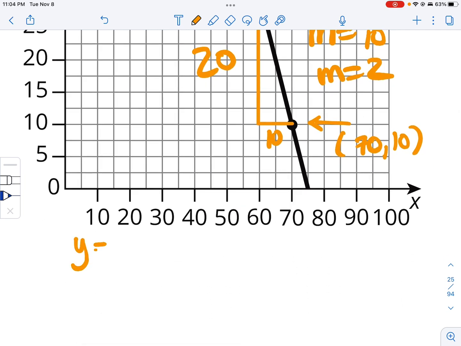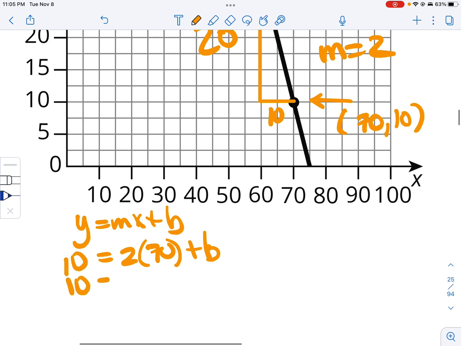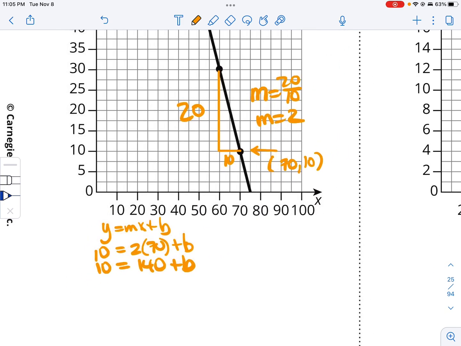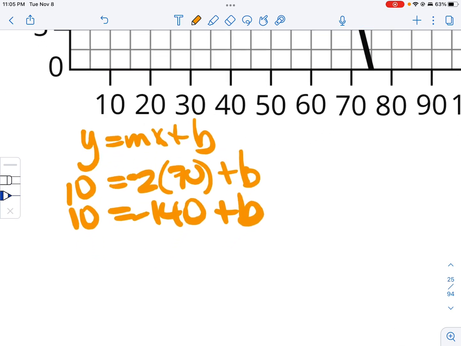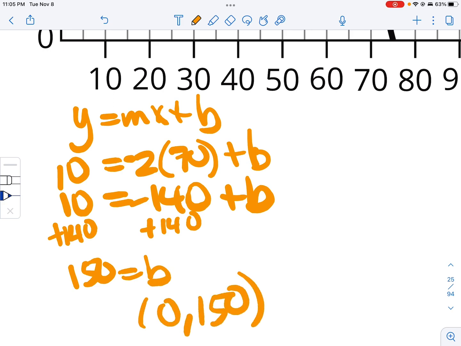So y equals mx plus b. My y value is 10. My m value is 2. 70 is my x value. So 10 equals 140 plus b. Oh, no. Stop. Stop the presses. That is a negative slope. This would be a negative slope. Bad, Miss Grambois, bad. So 150 is equal to b. So 0, 150.